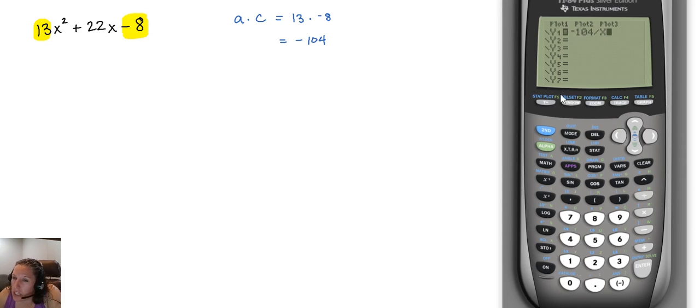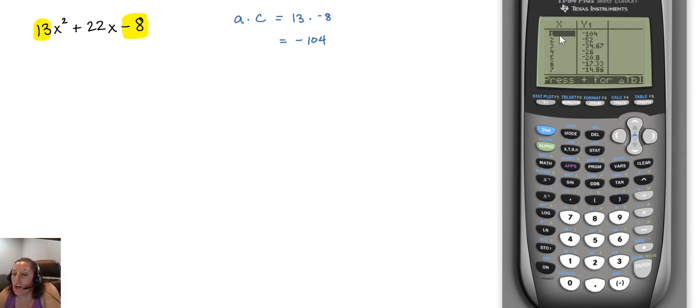First thing we're going to do is make sure our table set is where we want, so let's do second and then window to get our table setup options. You can start really wherever you want. I like to start at 1 and go up by 1, so make sure these are both 1s here. And then we do need both the independent and the dependent to be on auto. The default is for them to be on auto, but if they are not, make sure and change that to auto. And then we want to go to our table, so we're going to do second graph.